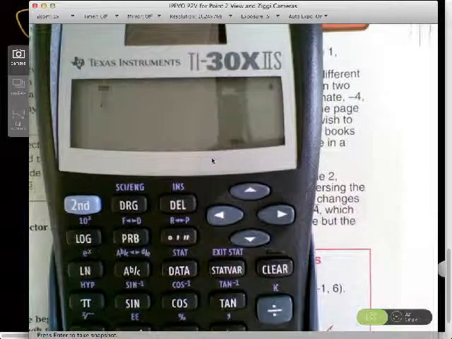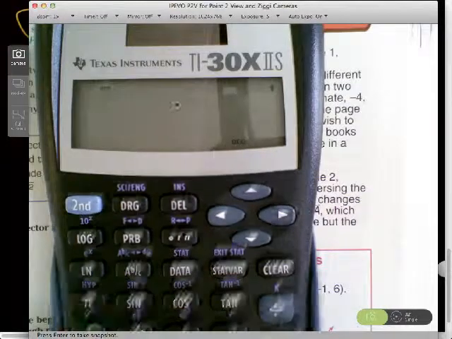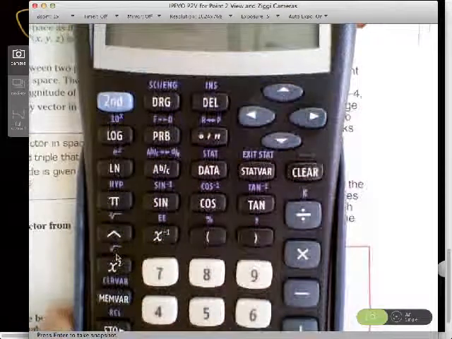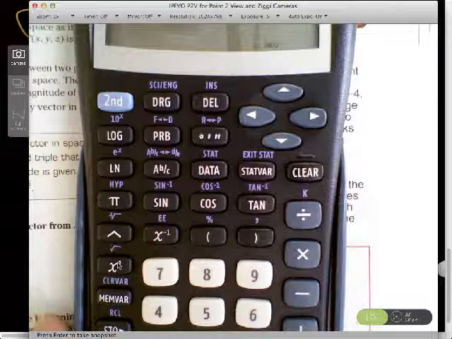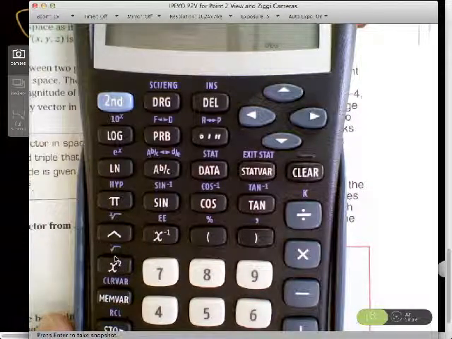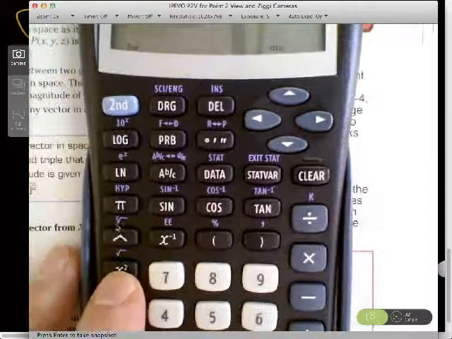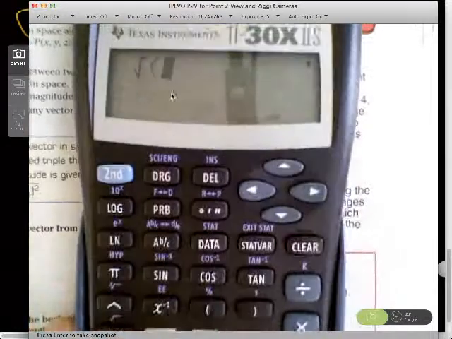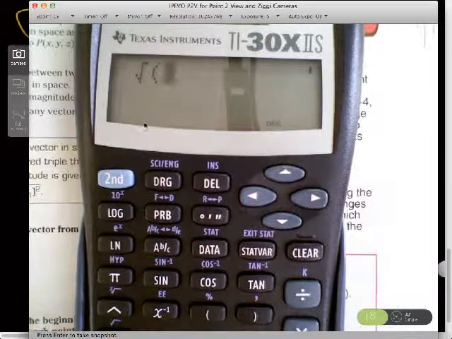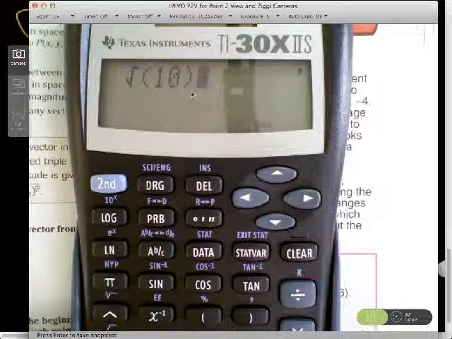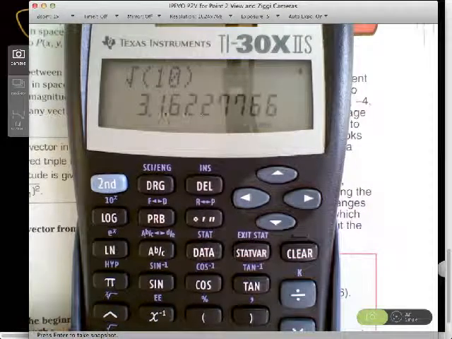Well, it turns out on your calculator you can take square roots. If you notice, there's the little square root icon right here, right above the squared button. And there's an xth root, which is the same as an nth root. So I'm going to hit second and this button, and it pulls up a little square root symbol with parentheses, and I'm going to do the square root of 10, and I'll close those parentheses. And I hit equals, and I get 3.1.